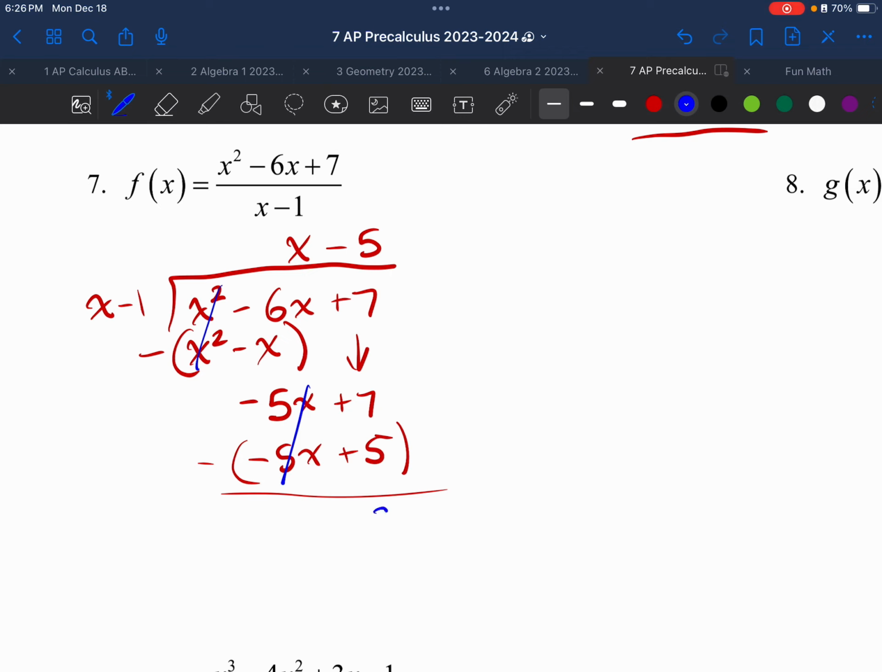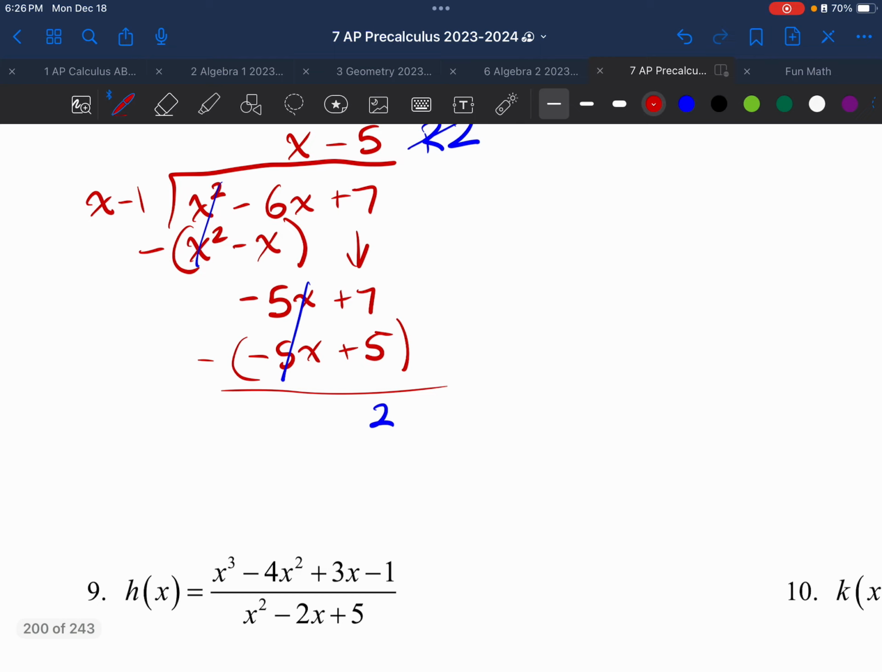7 minus 5 is 2, so the remainder here is 2, but I don't think I ever need to worry about that. In the next problem, in problem number 9, as soon as I figure out this number right here, I'm just going to stop the problem and say, okay, there's the answer, x minus 5. So the equation for our slant asymptote in this case is going to be y is equal to x minus 5.